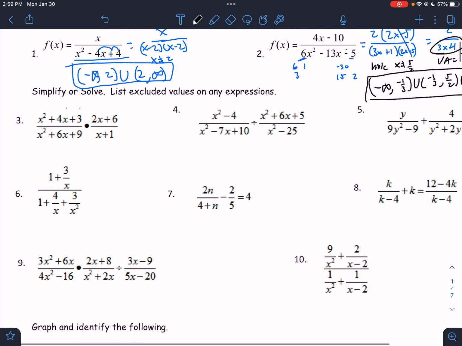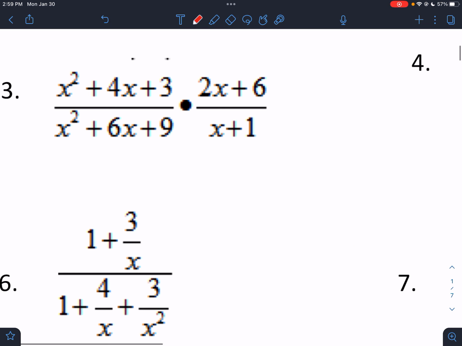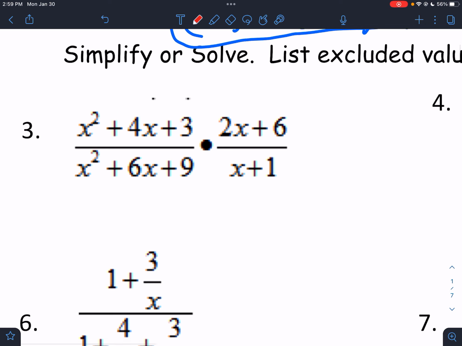Simplify and solve, list excluded values on any expressions. There's a lot going on here. This is straight multiplication, but I need to factor everything. So I'm going to go kind of quick. I'm hoping your factoring skills are strong. This is not a video over factoring. You're going to have to go back and look that stuff up if you need to. But I think most of you are pretty strong.